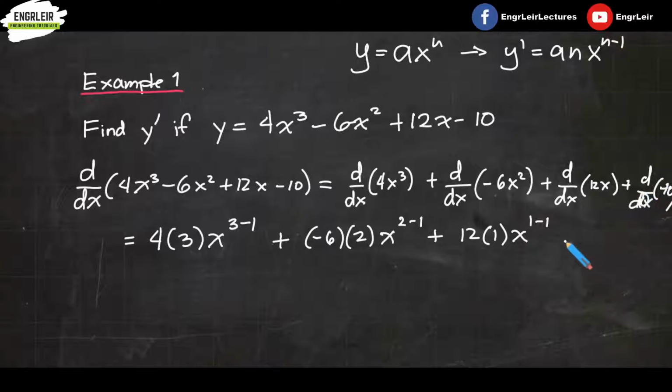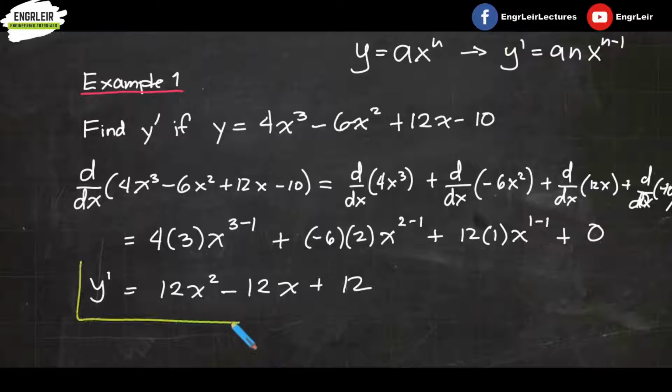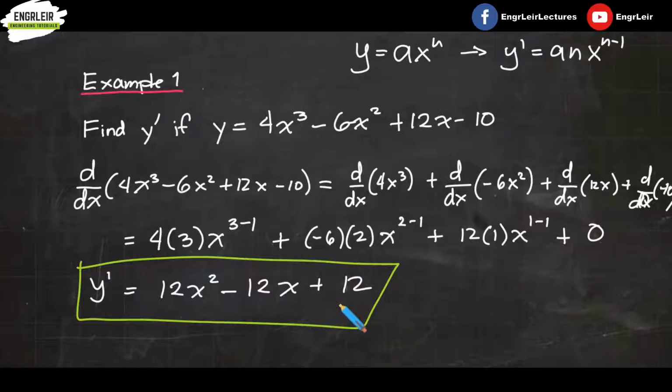a derivative of a constant. Again, the derivative of a constant is 0. So, we simplify, we get 12x squared minus 12x, okay, plus 12. So, the derivative or y prime is equal to 12x squared minus 12x plus 12.